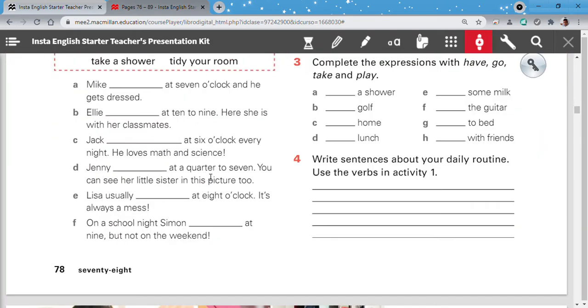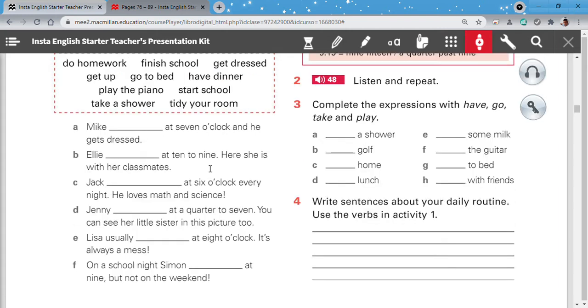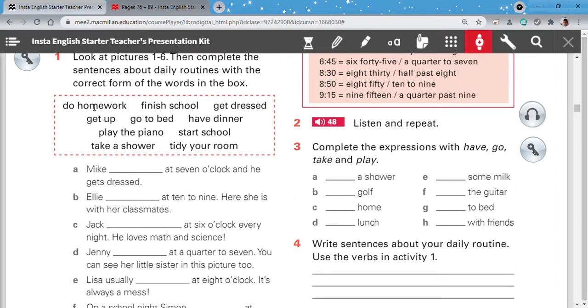Now let's see. Here I have some sentences. What you have to do is to put the correct phrase in the correct sentence. For example, "Mike at 7 o'clock and he gets dressed." Here you have two choices. This one that is in blank, and get dressed. Get dressed: vestirse, cambiarse.